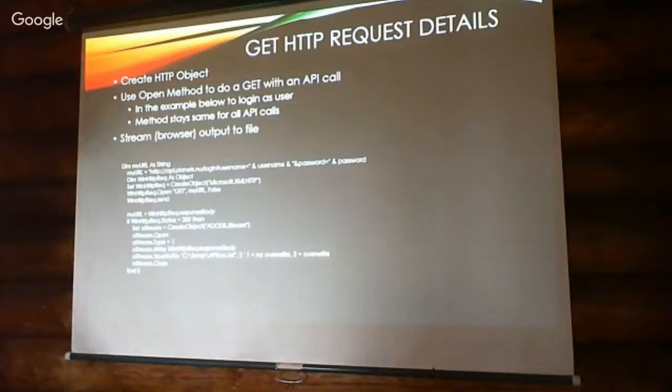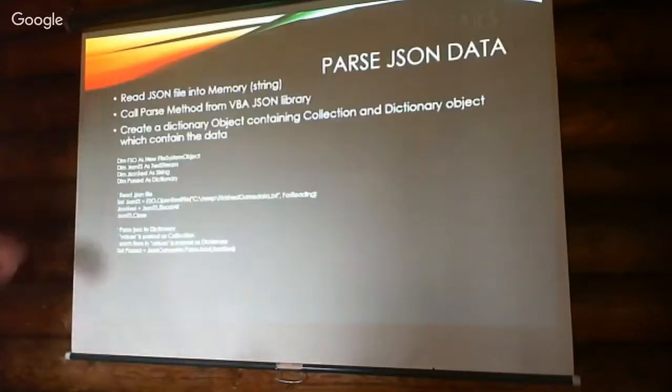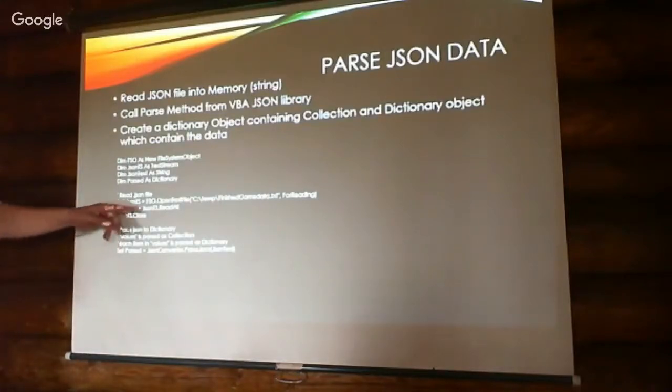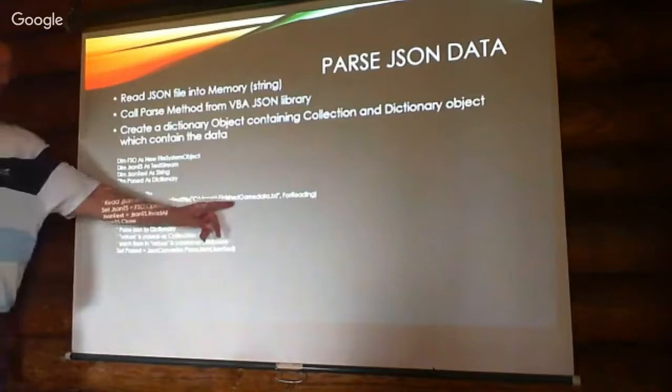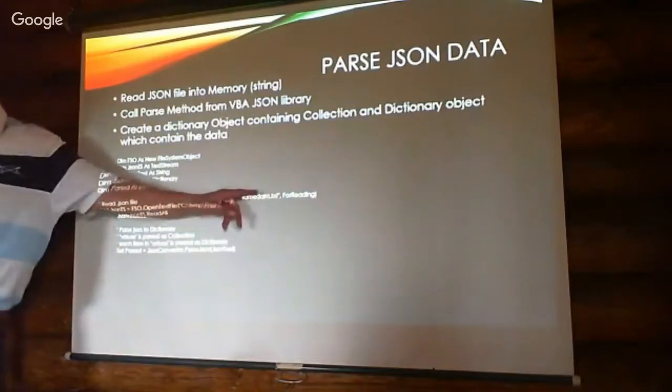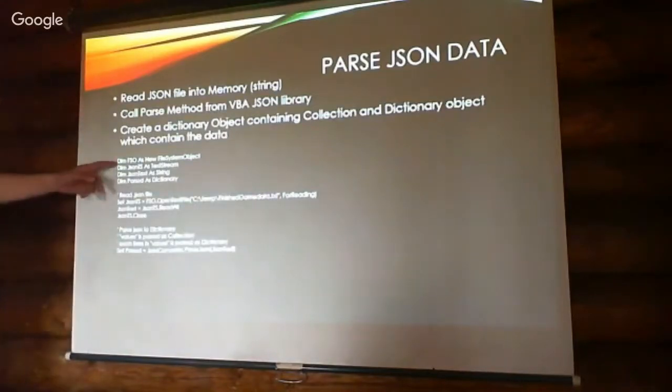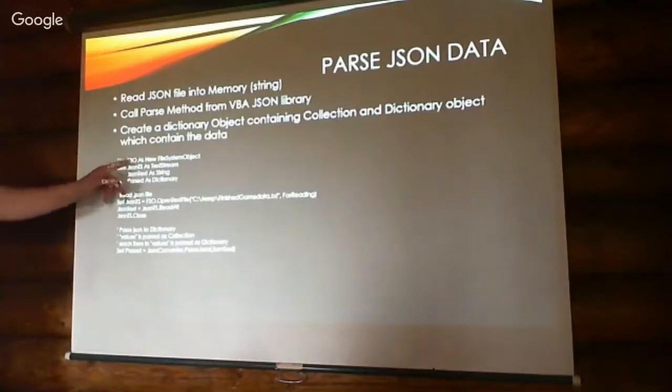So JSON text: open text file stream, essentially where on my hard disk did I store that, and then I open it for reading. I then read all of the file into my JSON text, and then I close the file. That's all it does, or the stream, whichever you want to call it. And now we pass the JSON to a dictionary.